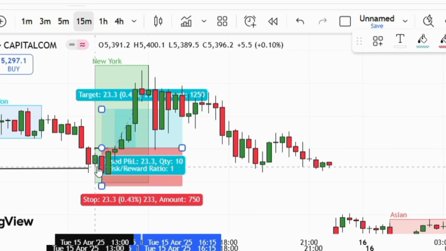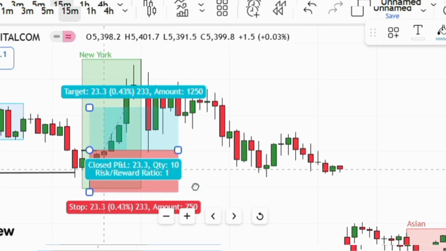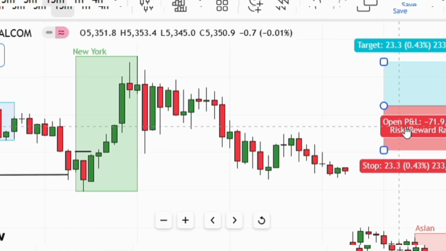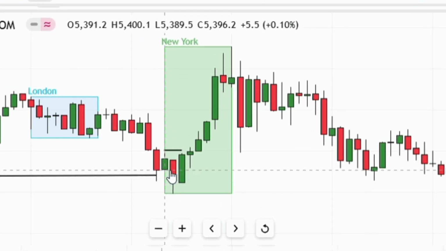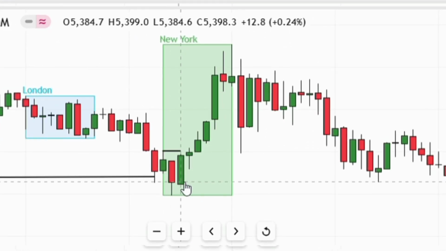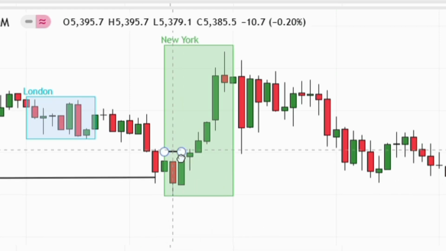Then once the market breaks the low of the bullish candle, you remove your order. You keep your order to one side and wait for another candle to form. So as you can see, this one is red. Then you wait for the next candle to form. Once the next candle forms, you take also the wick of that candle.